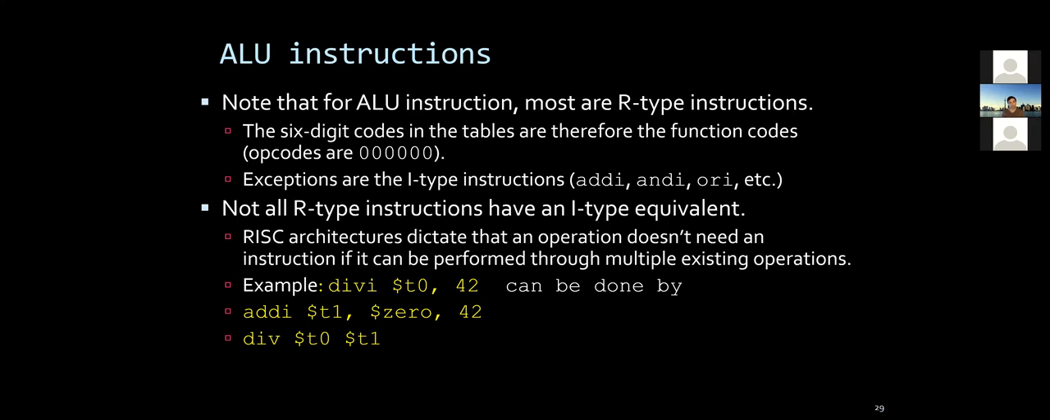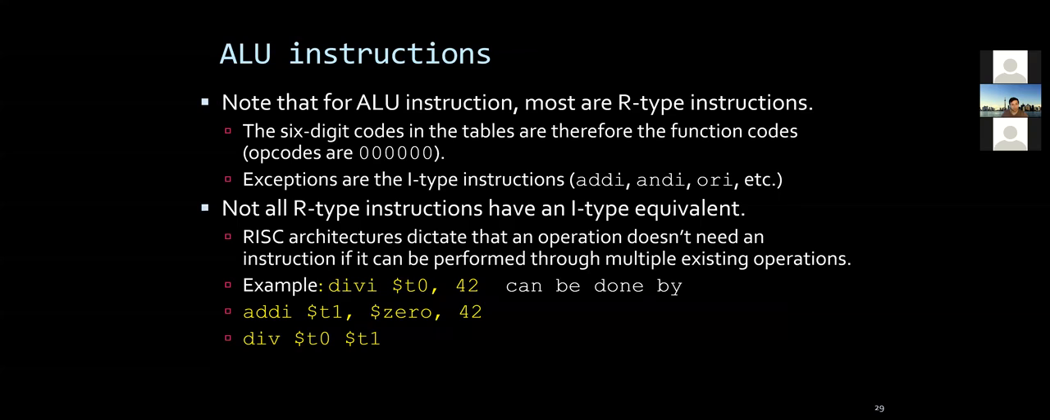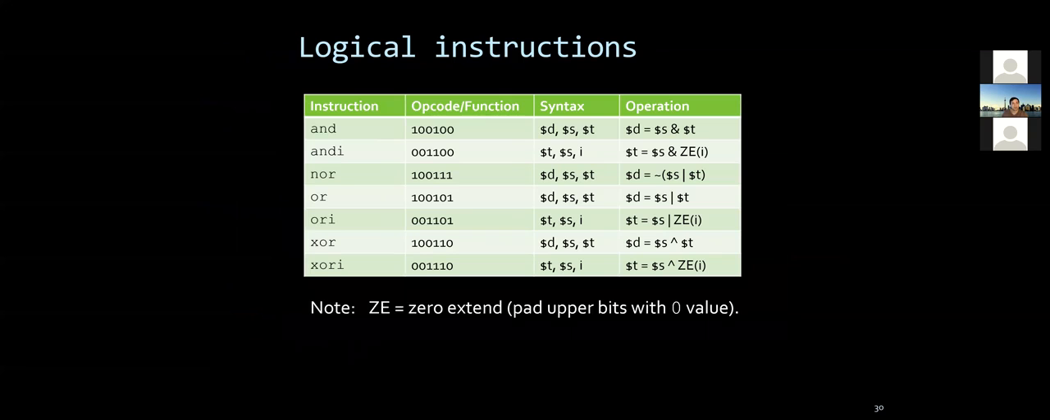RISC architecture dictates that an operation doesn't need an instruction if it can be performed through multiple existing instructions. For example, division by 42 by the immediate can be done in this way, so this instruction does not exist. You don't have divide-immediate instructions. Any questions here? So some instructions are not done because that's not needed.